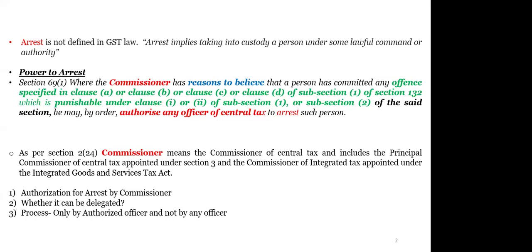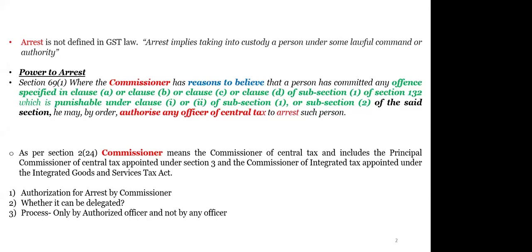So first, we have to understand the reference to Commissioner in Section 69(1). If we read the definition in Section 2(24), it says Commissioner means the Commissioner of central tax, and also includes the Principal Commissioner of central tax appointed under Section 3 and the Commissioner of integrated tax appointed under the IGST Act. So, by reference to the definition of Commissioner, the Commissioner is the person who should have the reasons to believe.